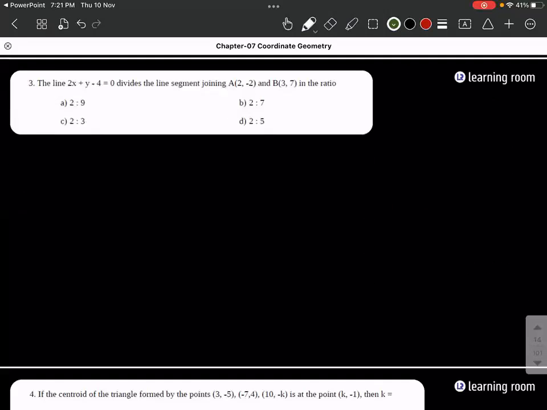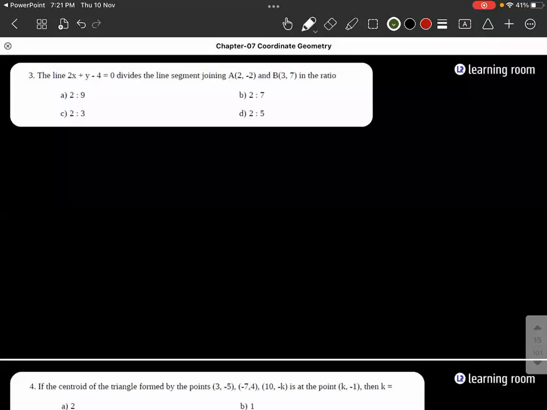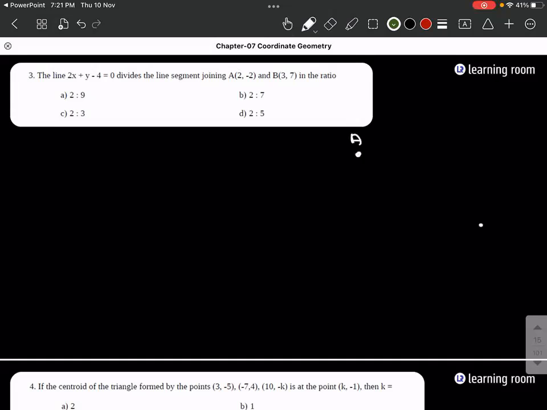The line 2x plus y minus 4 divides the line segment joining the points (2, -2) and (3, 7) in the ratio what? So how to solve this? By using the ratio k:1.